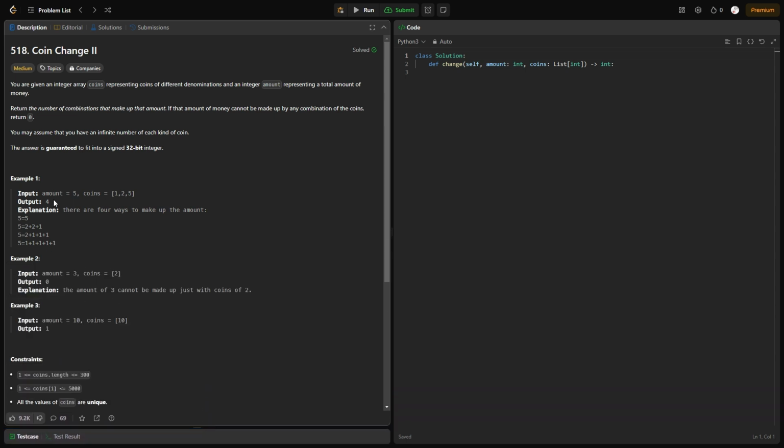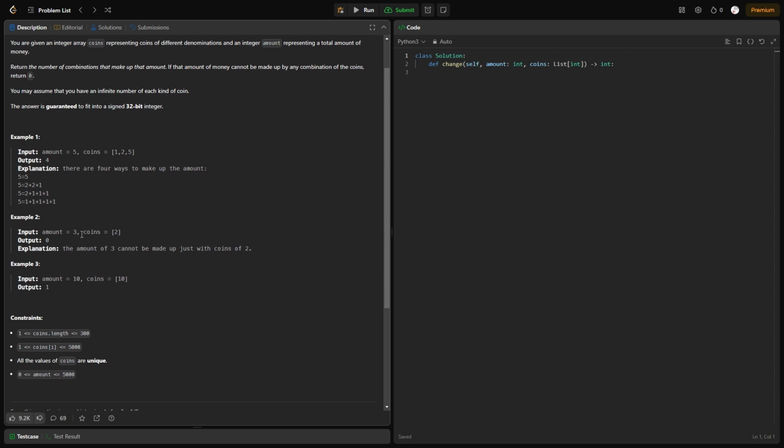Looking at the examples here, we have amount equals 5 and coins is [1, 2, 5]. So there's 4 ways. We can't swap the order of these. For example, 2, 1, 2 is not a valid way. We need 4 distinct ways to make up the amount. In this case, it's going to be 5, or 2, 2, 1, or 2, 1, 1, 1, or all ones. So that's going to be 4 unique ways to make up the amount, so we output 4.